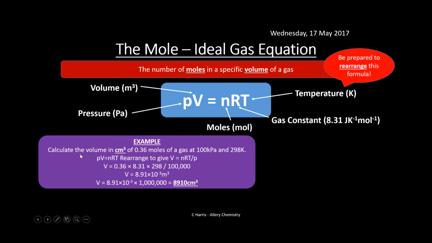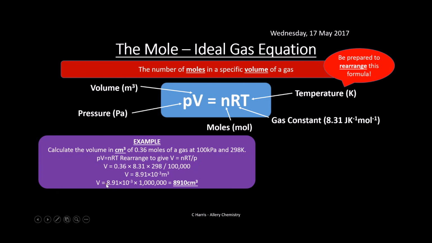Okay, so let's have a look at an example. Calculate the volume in centimeters cubed of 0.36 moles of a gas at 100 kilopascals and 298 Kelvin. So PV equals nRT. We've got to rearrange this. This will give V equals nRT over P. Put the numbers in. So 0.36 moles, 8.31 is the ideal gas constant. You'll get this in the exam. 298 Kelvin, because that's the temperature that we're using. Divide it by, now because they've just given us it in kilopascals, we convert that to pascals. So we times it by 1,000, so it's divided by 100,000. That gives a volume of 8.91 times 10 to the minus 3 meters cubed.